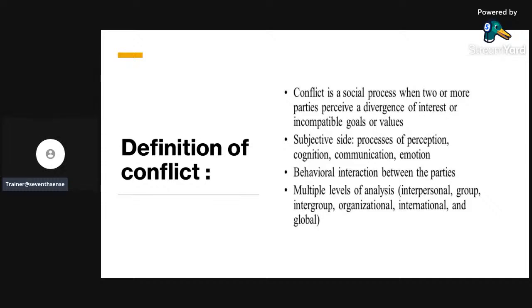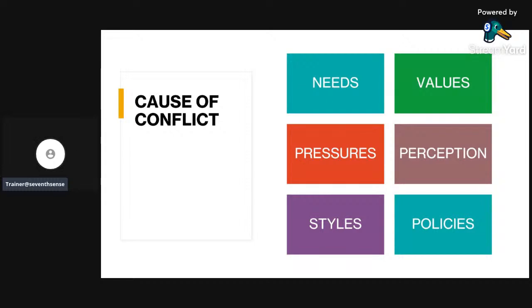What are the causes of conflict? Well, needs. When people come from different backgrounds, they have different needs, then the conflict arises. When people have different values, and pressure: when people can't handle the pressure or resolve it, they might burst or lash out, and the situation will cause the conflict. And perception: people have different perception, it may also cause the conflict. And styles and policies: people have different policies, principles, ideologies, their way of living is different, it might also cause conflict.